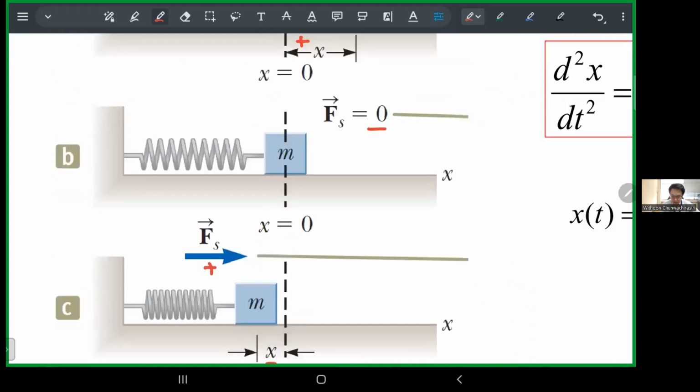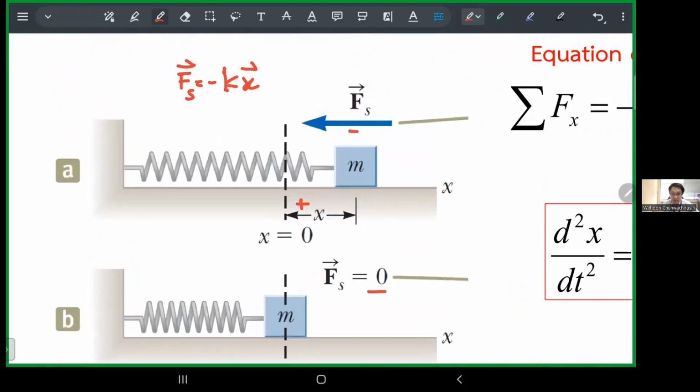All right, so this is a very, very simple system. What you need to do next is just equate this to ma. Isn't that cool?